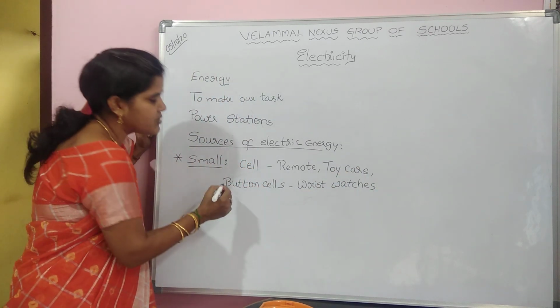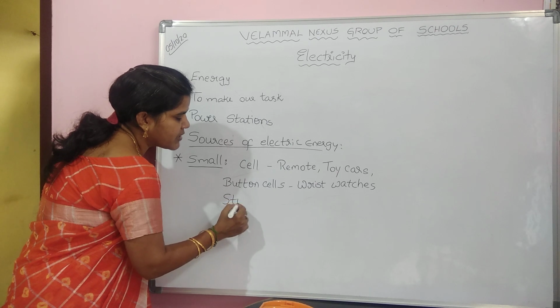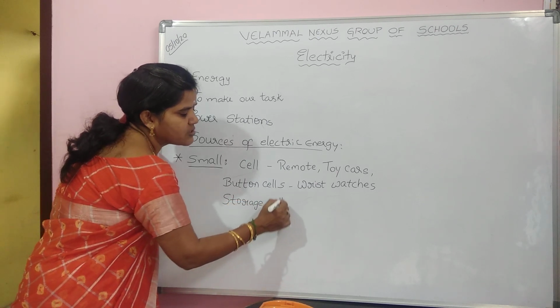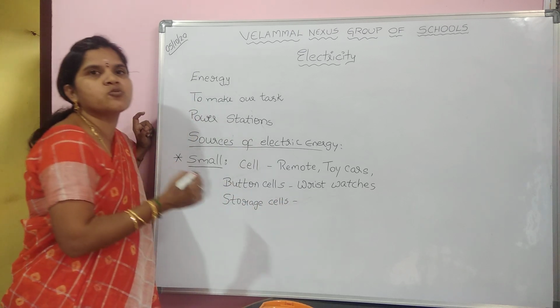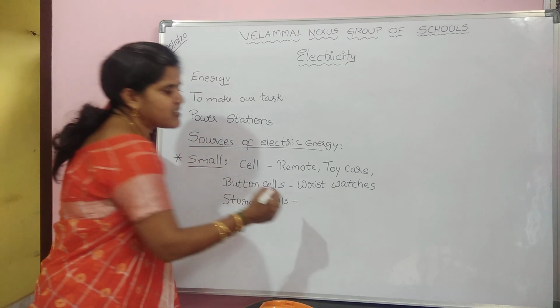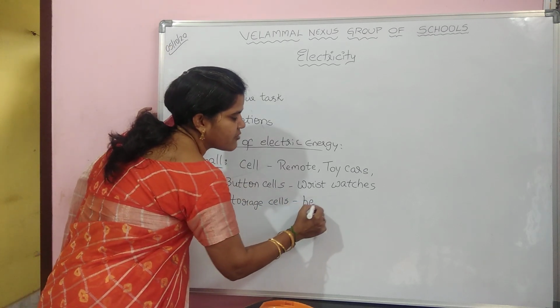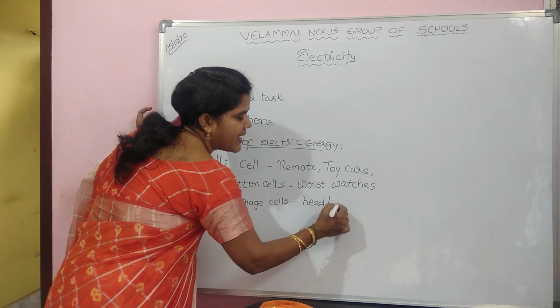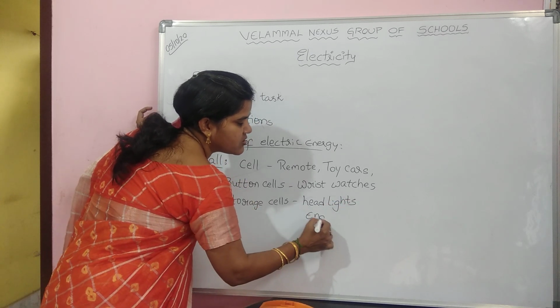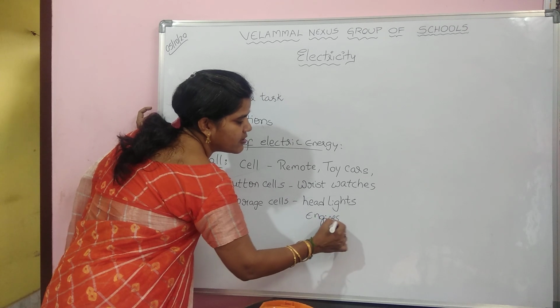Then what type of cells do you see? Storage cells. You might have seen that for the bikes, storage cells will be given. For what purposes are these storage cells used? These are used in bikes to switch on the headlights of a bike, and also to start the engines, to work.